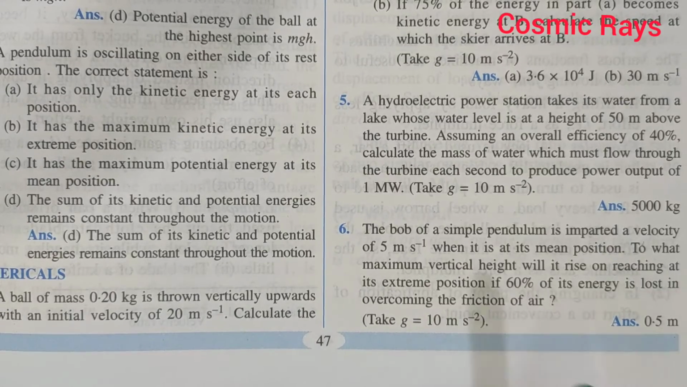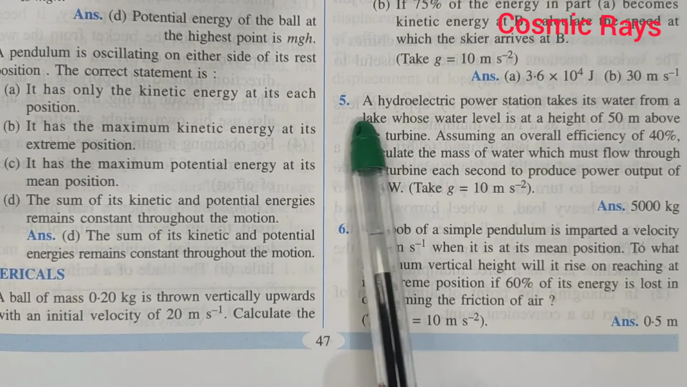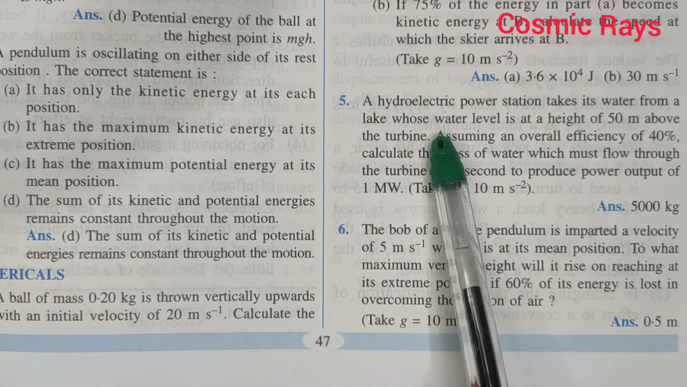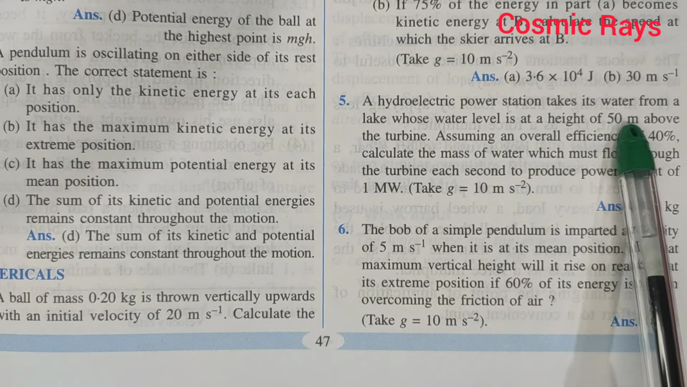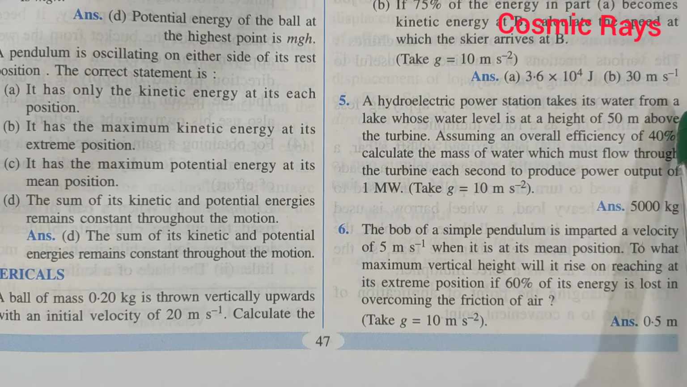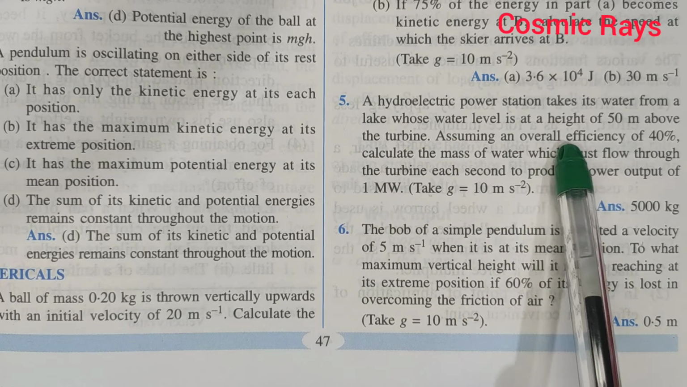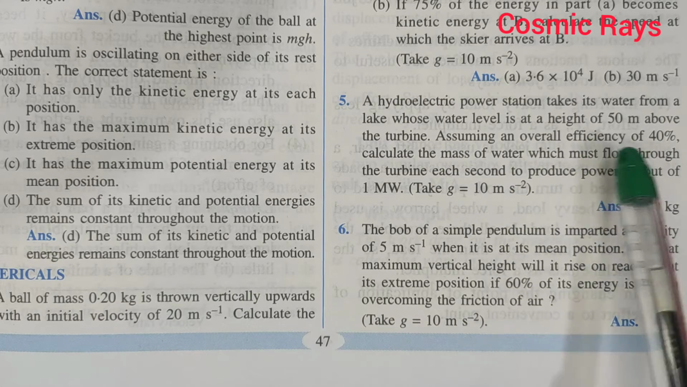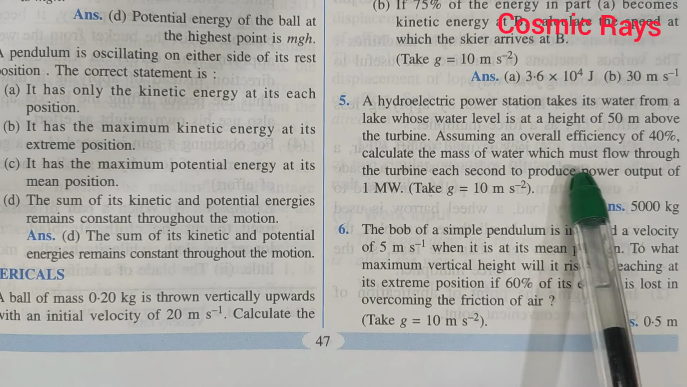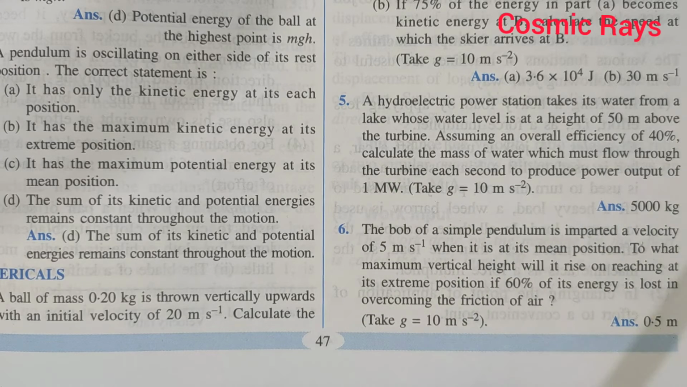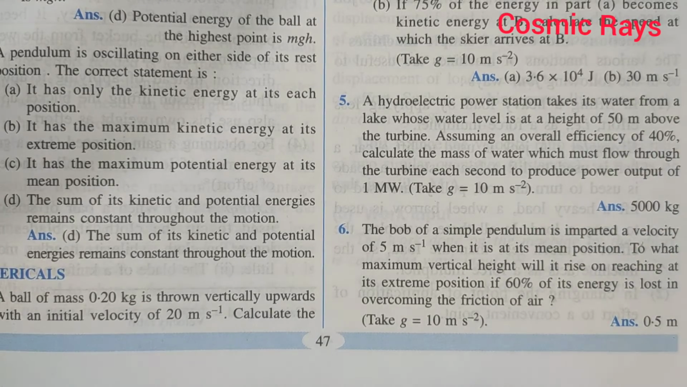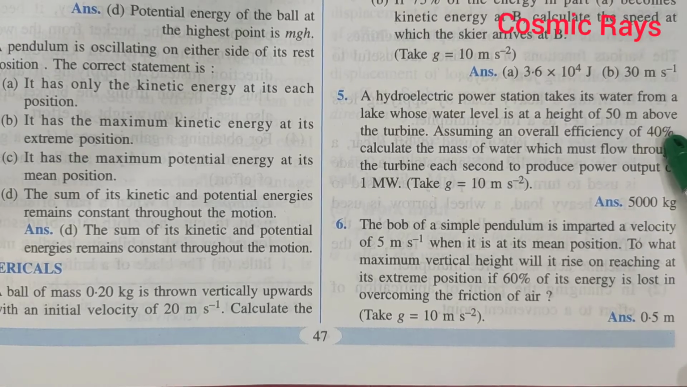Now we look at the next question, that is question number 5. It says a hydroelectric power station takes its water from a lake whose water level is at the height of 50 meter. So this is my H1 above the turbine. Assuming the overall efficiency of 40%, calculate the mass of the water which must flow through the turbine each second to produce power output of 1 megawatt. That we have to take the value of acceleration due to gravity as 10 meter per second square. So height is 50 meter and the efficiency is 40%.